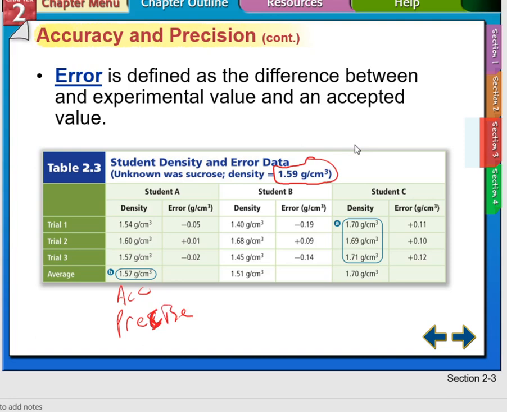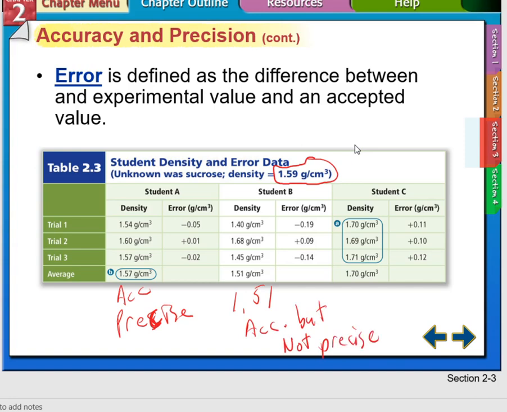Okay, this data set. When you take a look here and you average the data, 1.4 plus 1.68 plus 1.45 plus 1.51, and when you take the average of that, we get 1.51. That's pretty close. So the average, I would say this is accurate, but it is not precise because the data is all over.